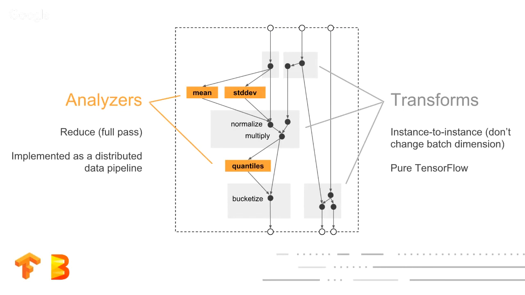So you notice there are 2 different kinds of operations going on here. We call them the analyzers, and the analyzers are doing a full pass over the data. They're doing something like computing the sum, computing the mean, and they really have to see all the data at once. And this is implemented as a distributed pipeline. If your data is big enough, you really need something that can do not only processing element by element, but also aggregations across all your data to compute these different inputs to your transformations.